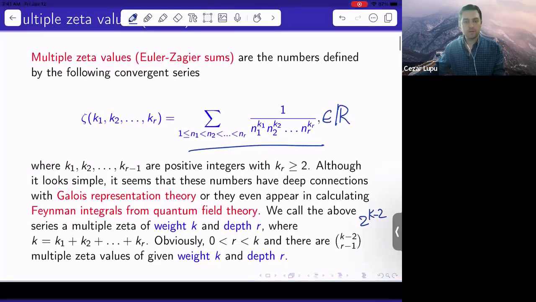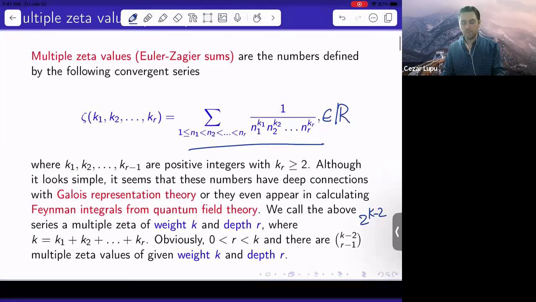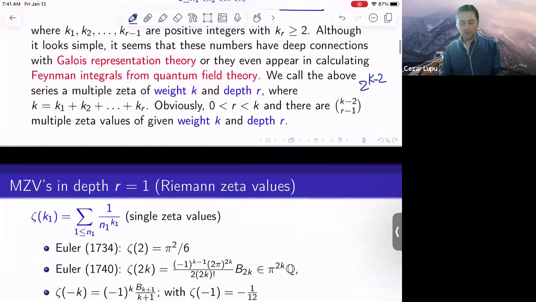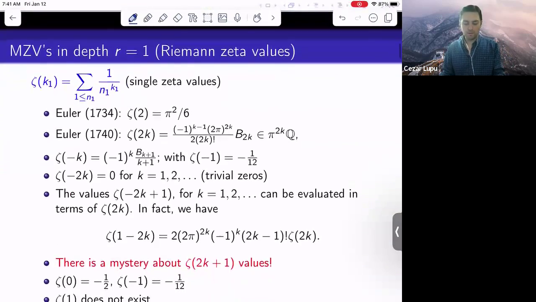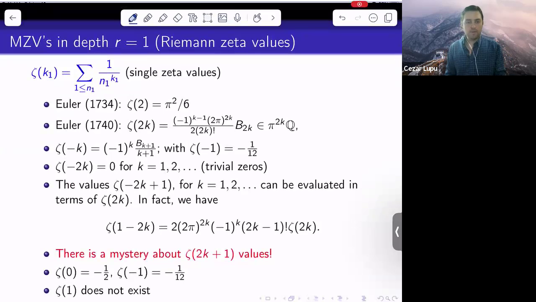Okay, so we look at these numbers. They seem pretty simple at first, but although they look simple, they have a very deep meaning, which I'll mention later on. But first, let's go a little bit back in history and look at low depth. In depth one, we have the single zeta values, or Riemann zeta values, which we can write as zeta of k1, the sum of 1 over n1 to the k1. The first great result was achieved by Euler in 1734. Euler proved that zeta of 2 is pi squared over 6.